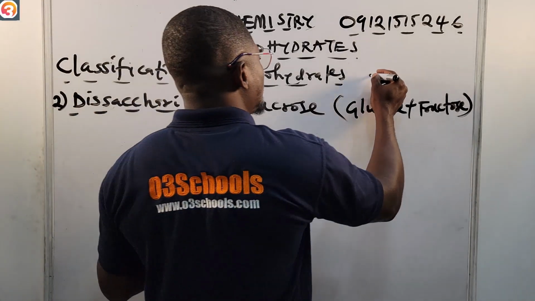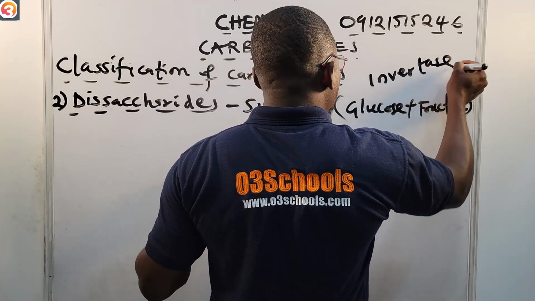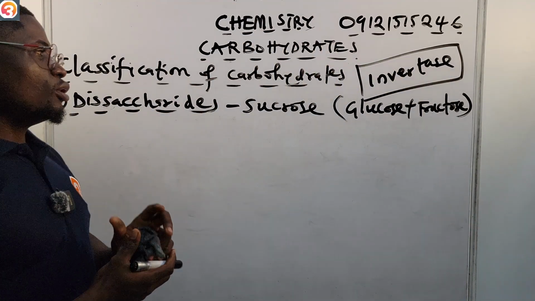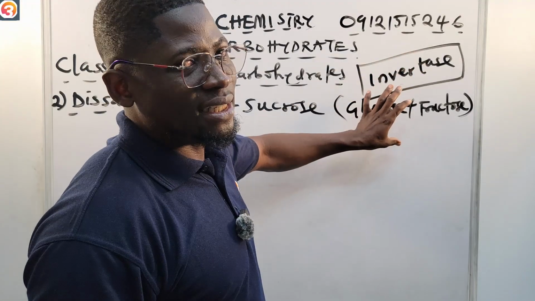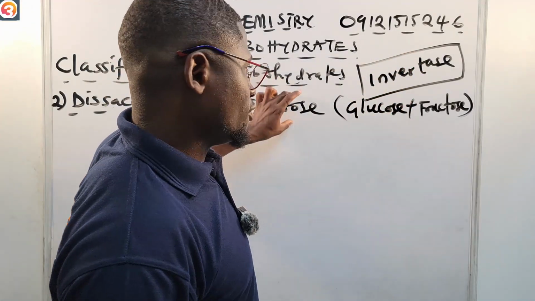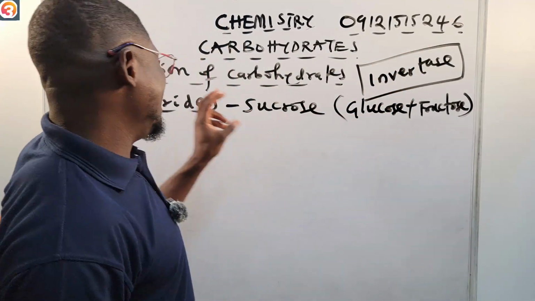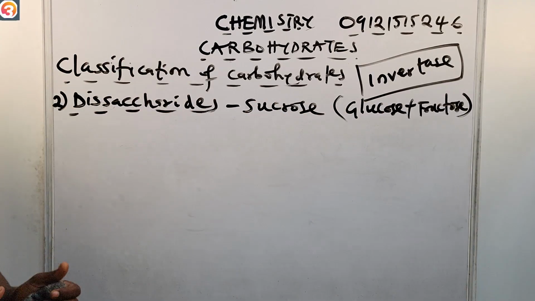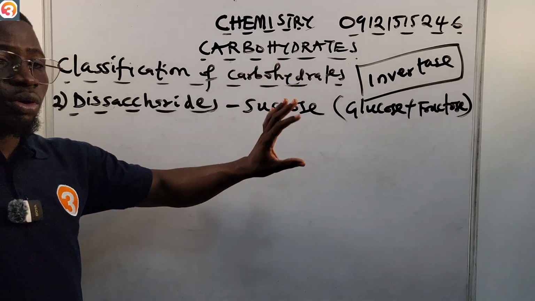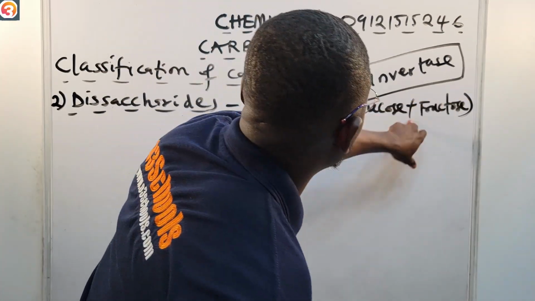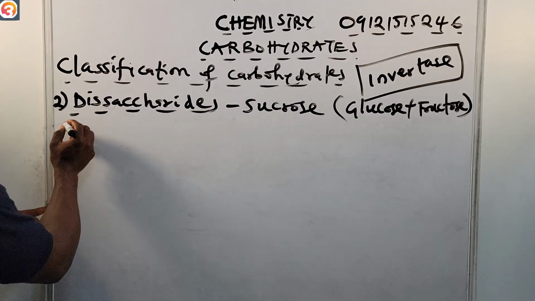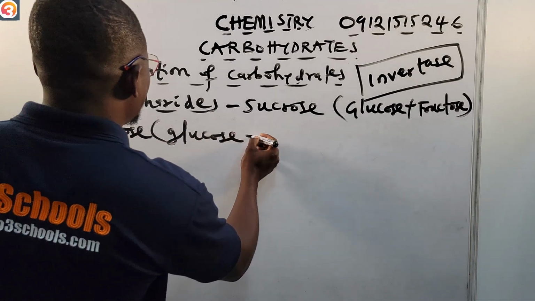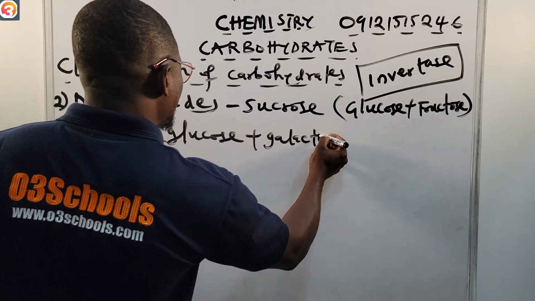That enzyme is called invertase. Please take note of that. It's in your past question. I just remembered and thought I should chip it in. This is an enzyme, a catalyst, that helps the hydrolysis of a disaccharide like sucrose into two simple sugars. We are still discussing examples of disaccharides. The first one, sucrose, is made by adding glucose and fructose. Number two, we have lactose, which is gotten by adding glucose plus galactose.